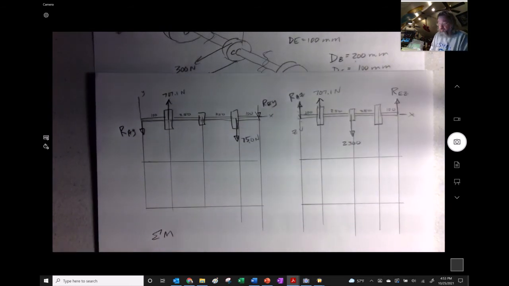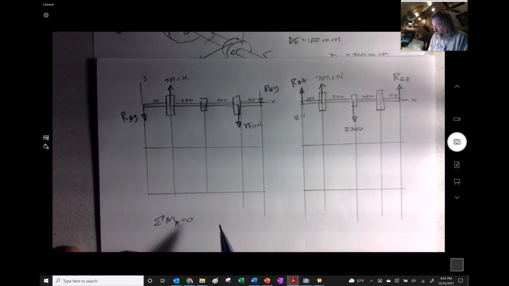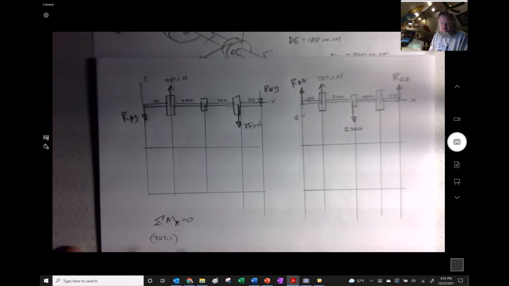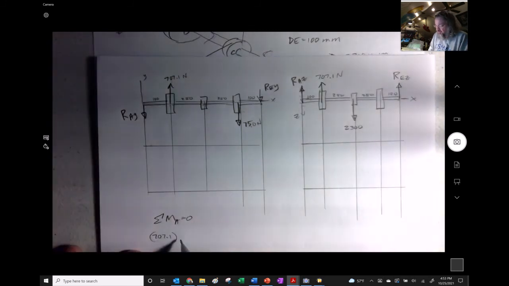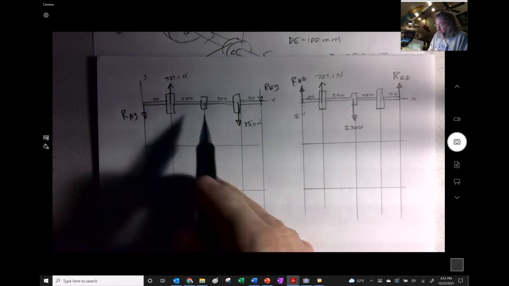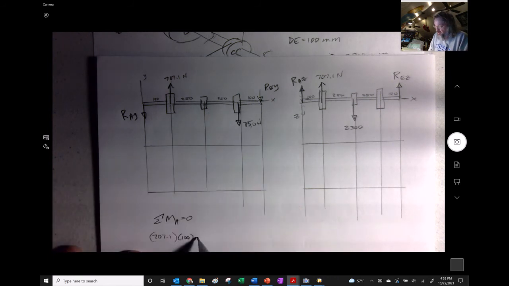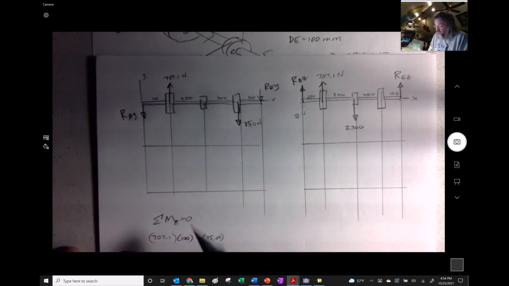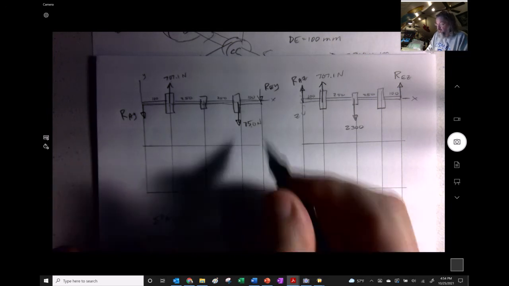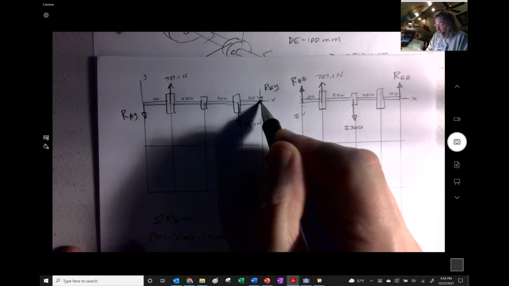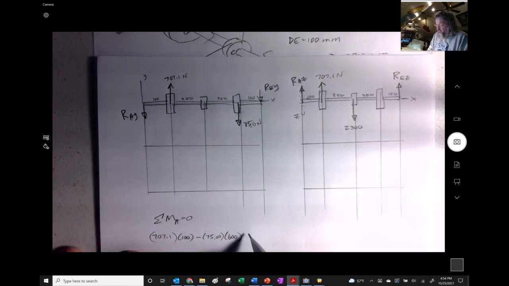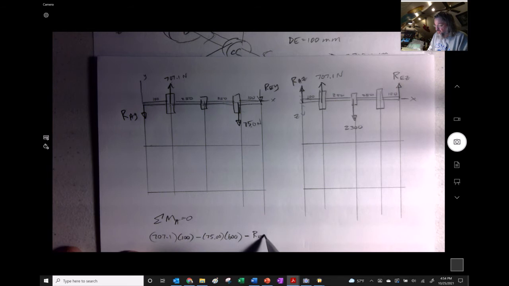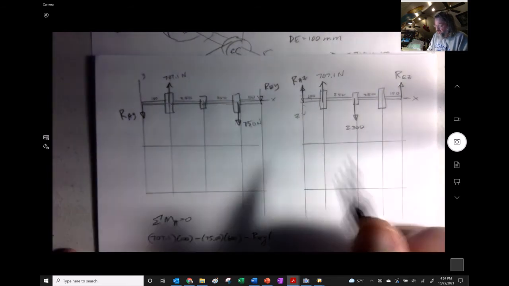Summation of moments about A equals 0. So we will say 707.1. And we could go ahead and use millimeters. It's not going to hurt anything. 100, and then this one is negative 75, and 250, so that's 600, right? And then this one is going to be going clockwise, REY, and it's going to be 700.